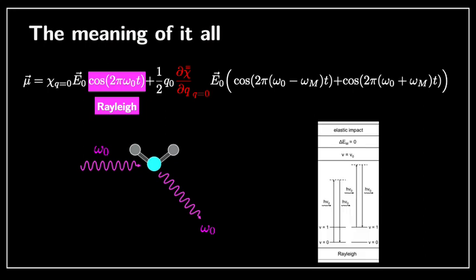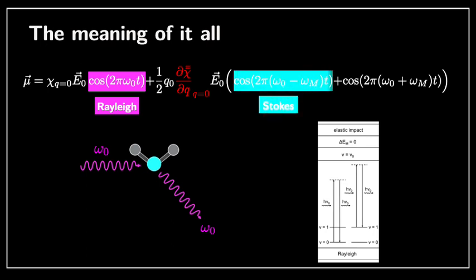So this corresponds to something like this. In Rayleigh, these are the different states that we have in the material. We have absorption at omega naught, and you have scattering at omega naught. It's called elastic because there is no exchange of energy. Good. Now the next term is much more interesting.